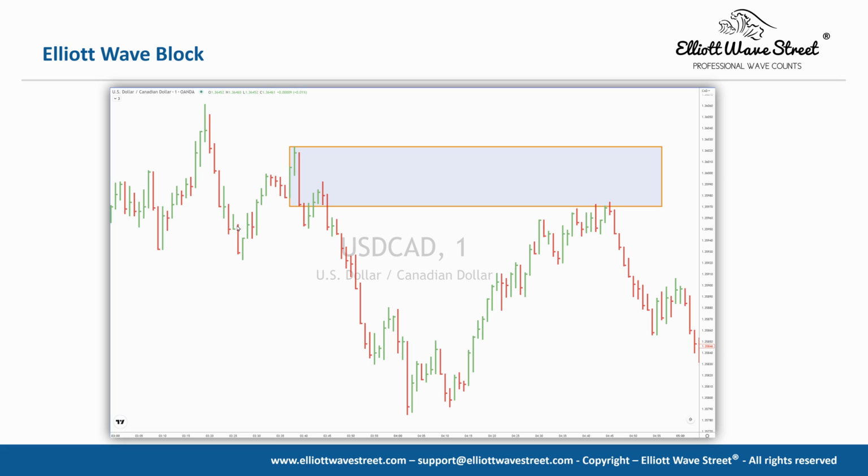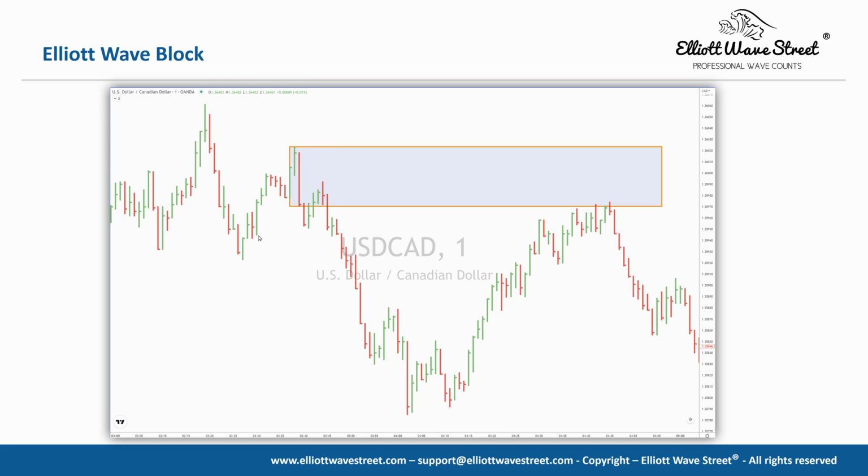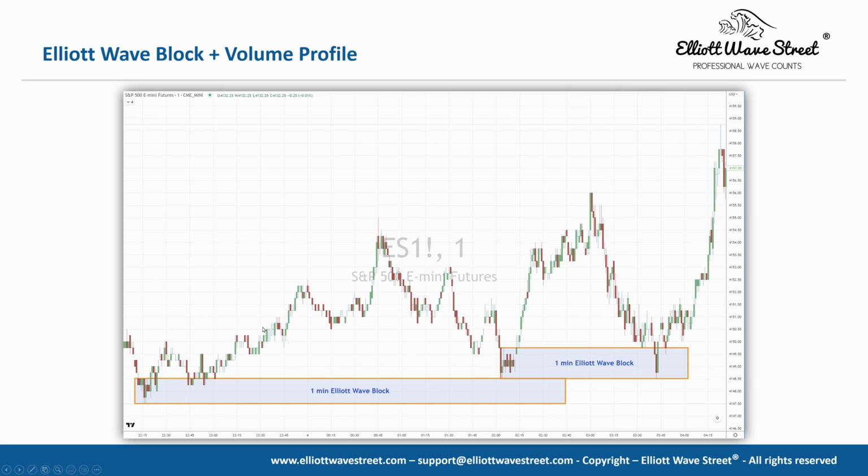Okay, let's draw the next one. Let's have a look at these areas as well, right? So of course you have to be careful drawing, and we're going to check that in the other lessons, because sometimes when we start doing this technique, we start drawing tiny blocks, right? And it's important to keep it bigger, especially on these lower time frames, right? But you can start drawing all of them. Look at this example here.